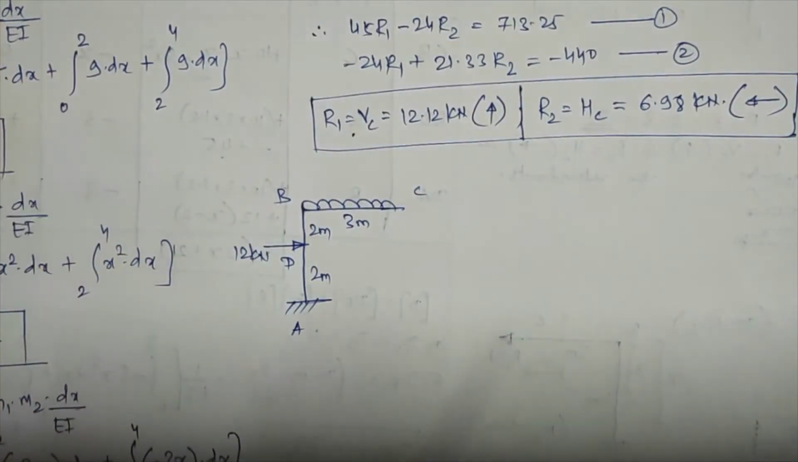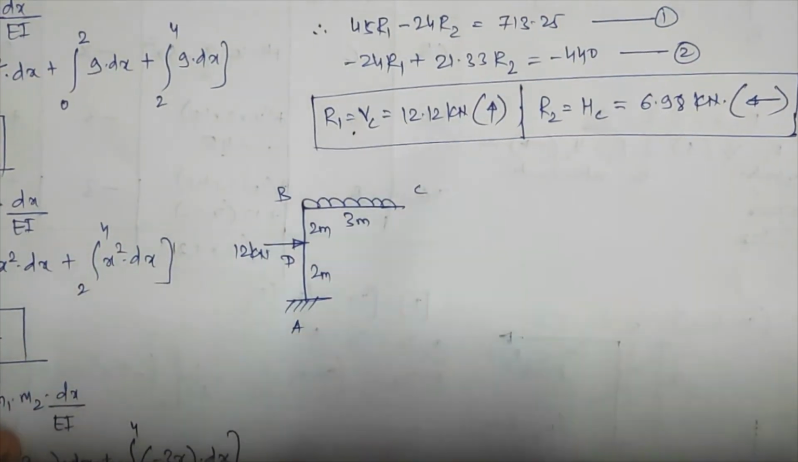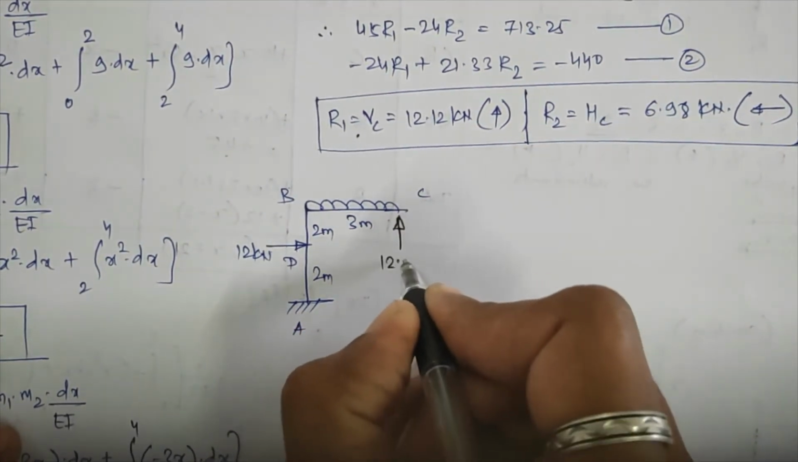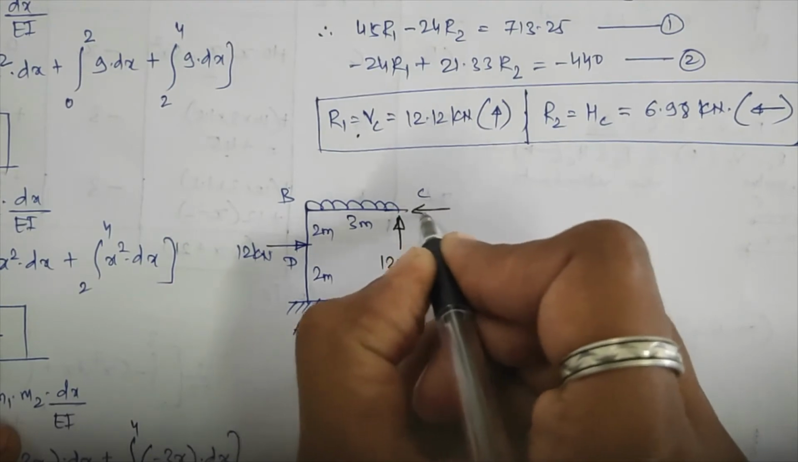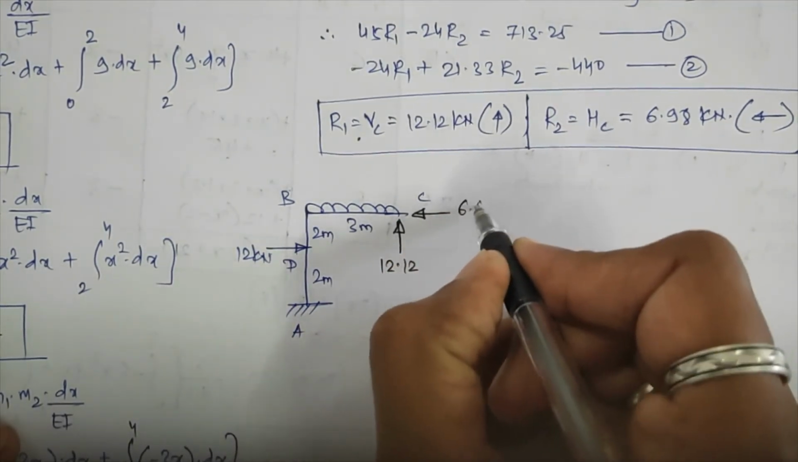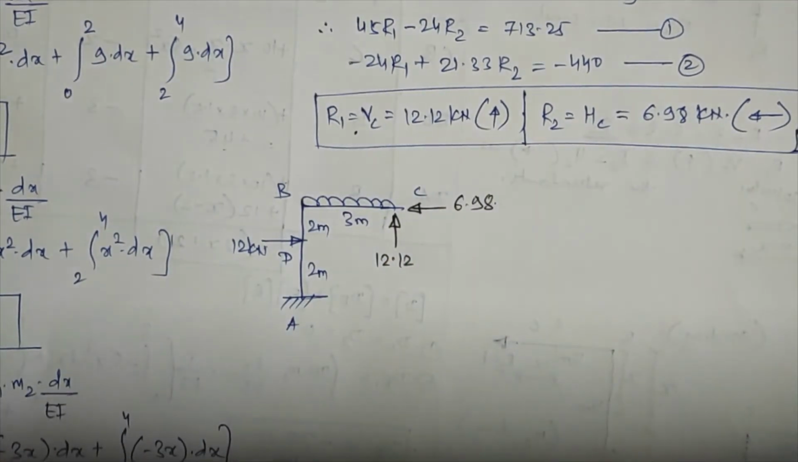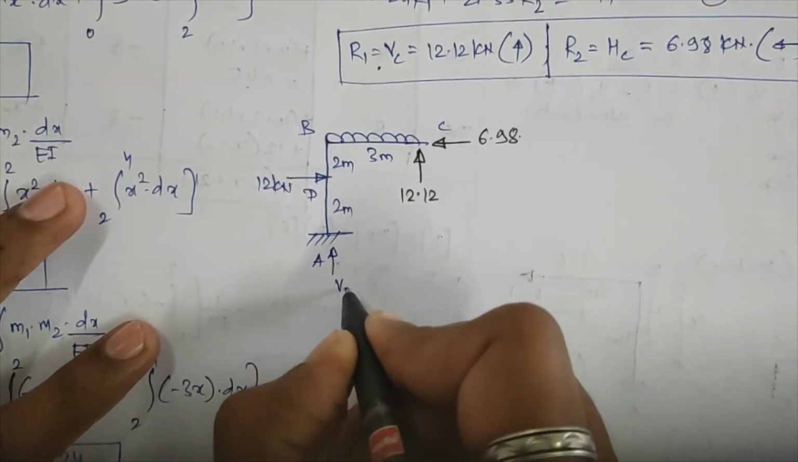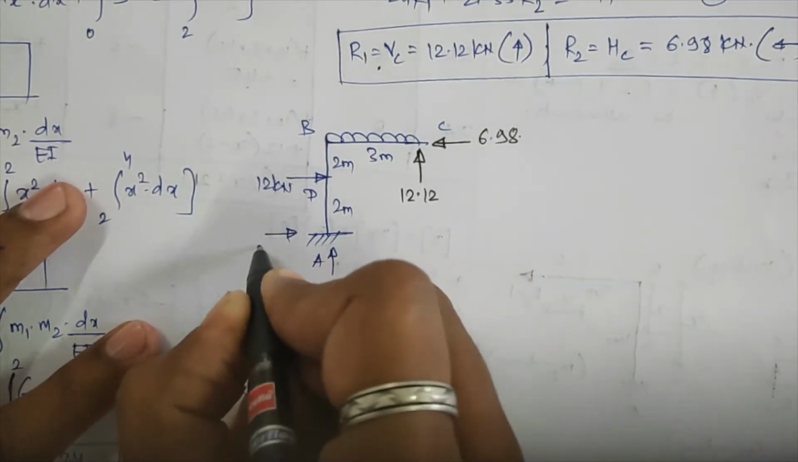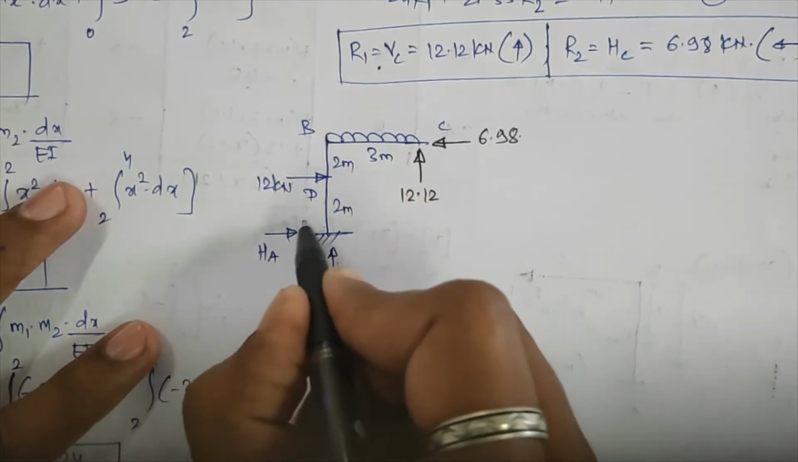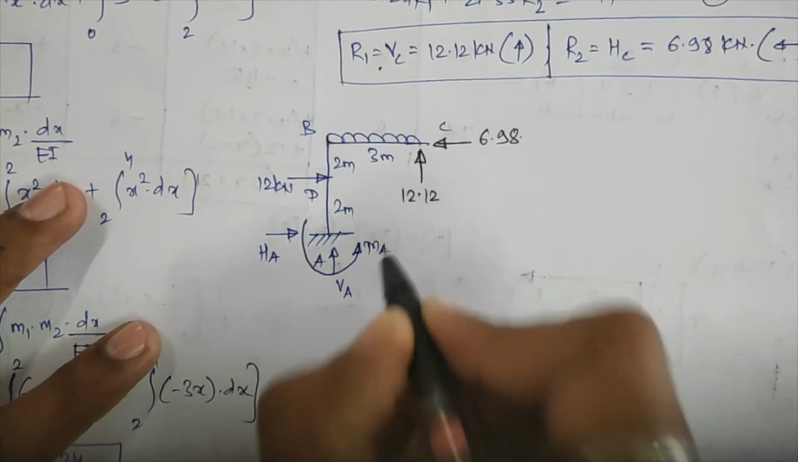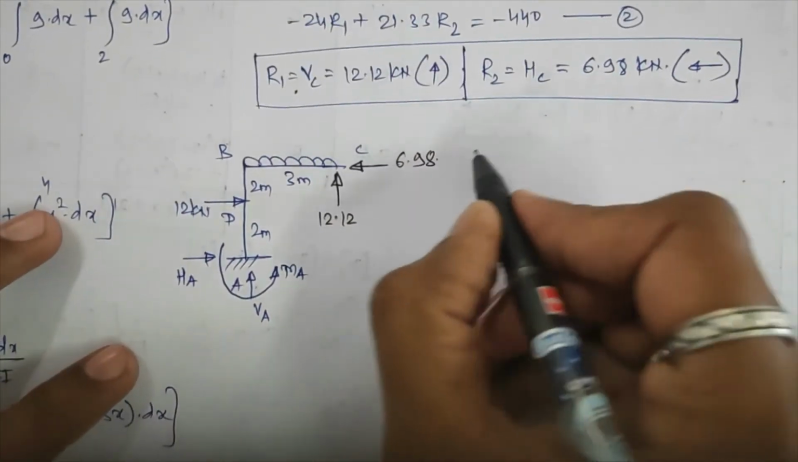So this will be my complete result diagram in which I will show these two forces. This VC I have calculated as 12.12, and this HC, that will be towards left, I have got as 6.98. Okay, now using this we'll calculate the remaining reactions: vertical reaction at point A, VA, horizontal reaction at point A, HA, and the moment acting at the fixed end, suppose MA. So for that we'll do the calculation.